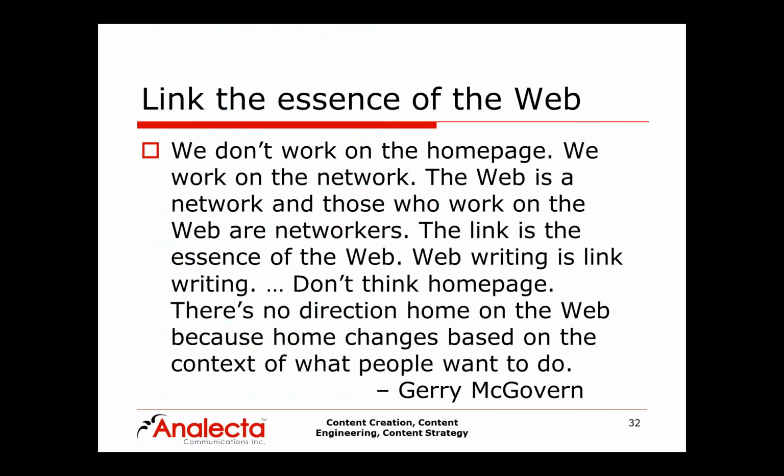Here's Gerry McGovern again. We don't work on the home page. We work on the network. This is fundamentally the difference between a top-down information architecture and a bottom-up information architecture. Top-down information architecture is built around the home page. We don't work on the home page anymore. We work on the network, and the network is bottom-up. The web is a network, and those who work on the web are networkers. The link is the essence of the web.